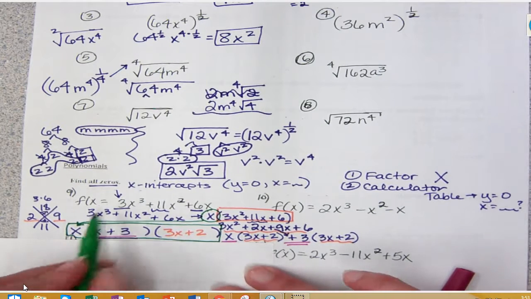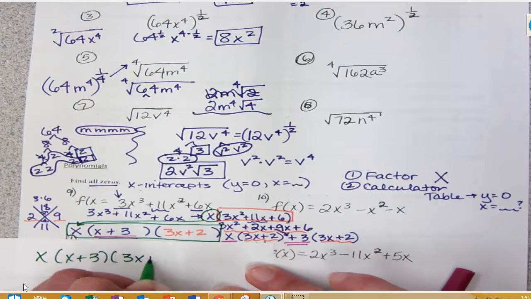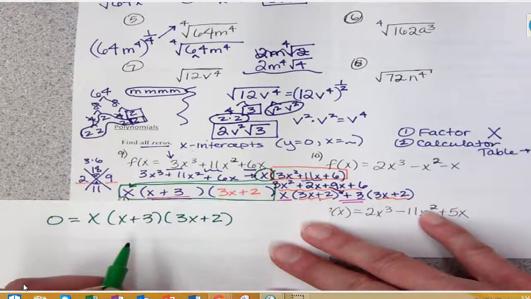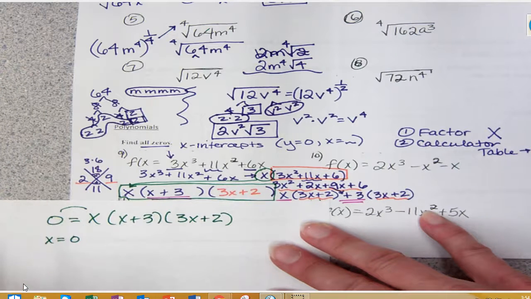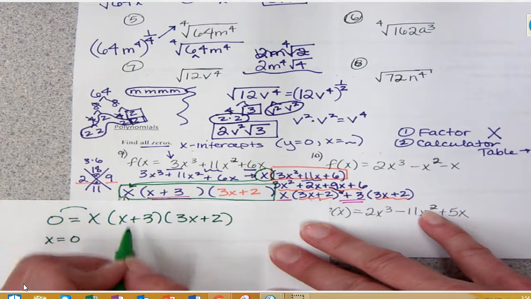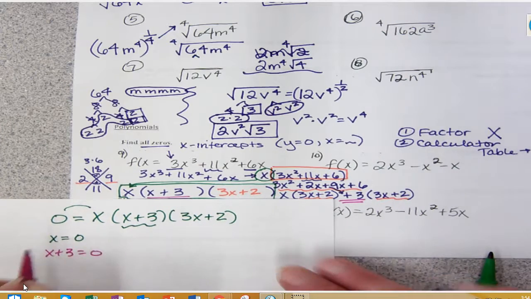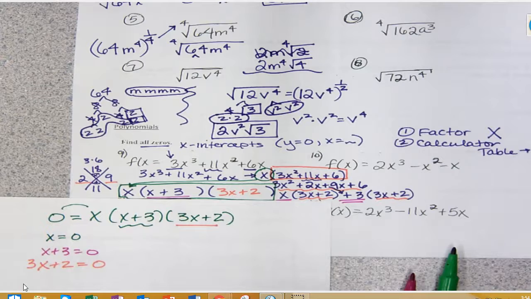So now the question asks for the zeros. So I need to make sure that I take my equation and I'm trying to figure out what is x when y is 0. Okay? Well, I'm going to take each one and set each one of these equal to 0. So x equals 0. That's this. x plus 3 equals 0. And 3x plus 2 equals 0. So I figure out each of those.